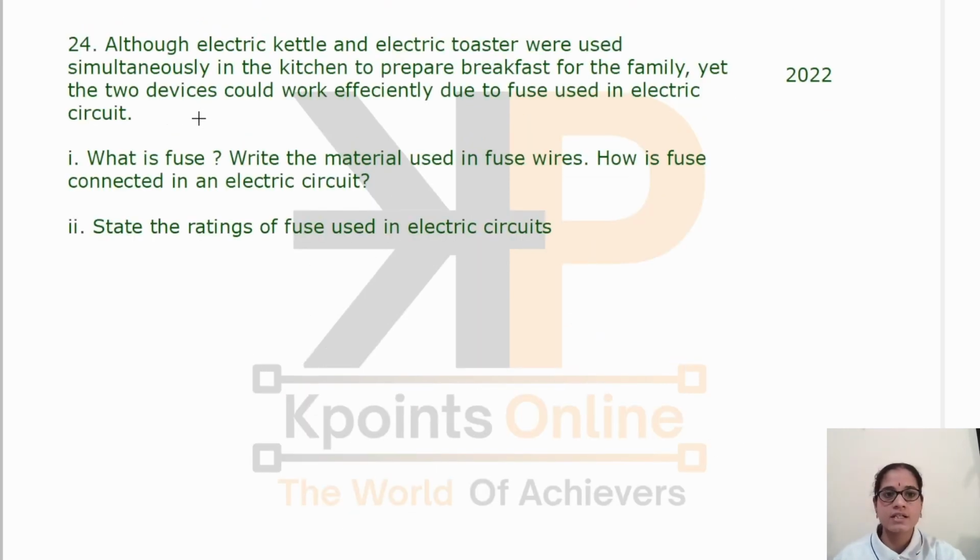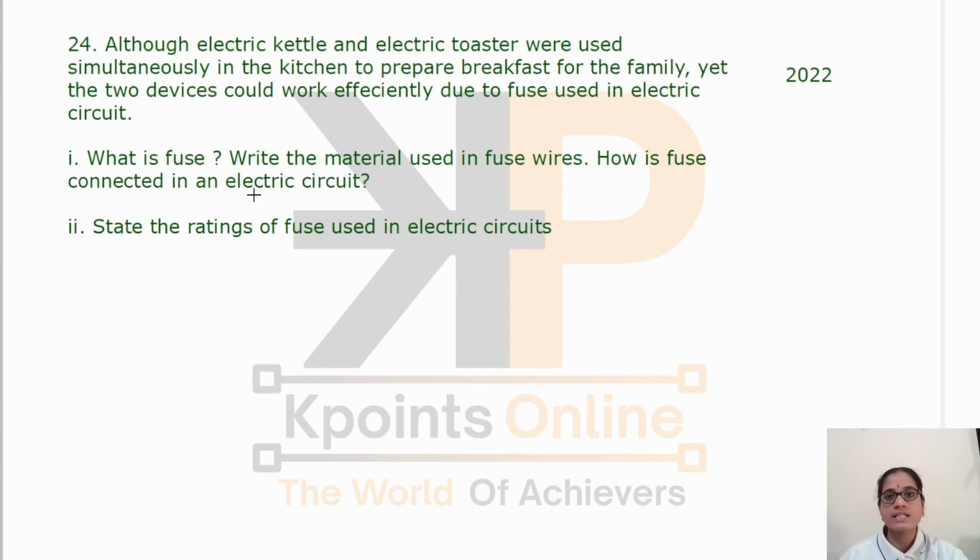The next question is, although electric kettle and electric toaster were used simultaneously in the kitchen to prepare breakfast for the family, yet the two devices could work efficiently due to fuse used in electric circuit. What is fuse? Write the material used in fuse wires. How is fuse connected in an electric circuit?